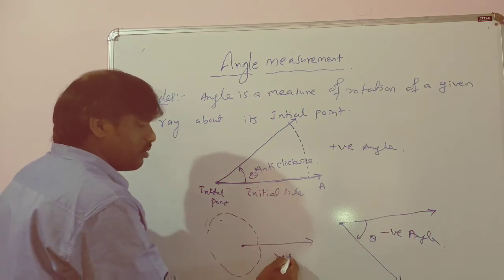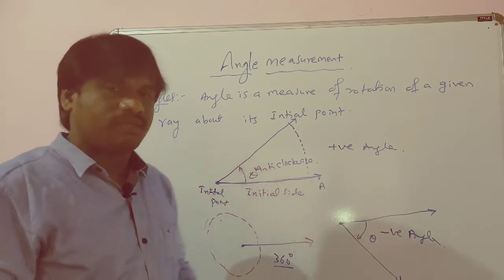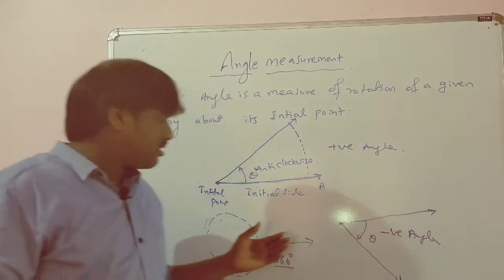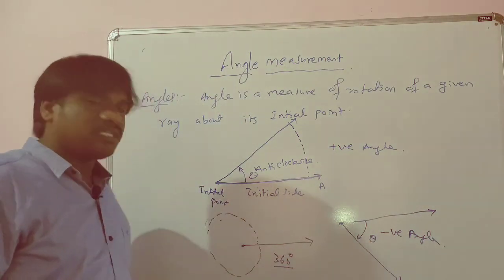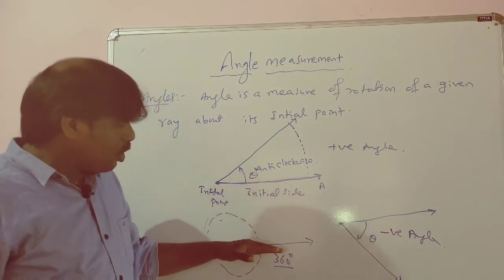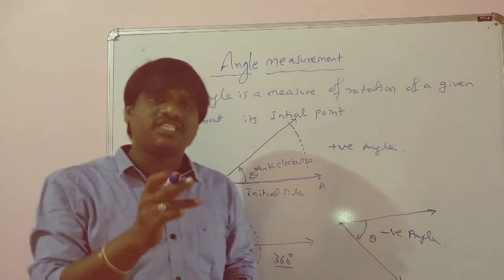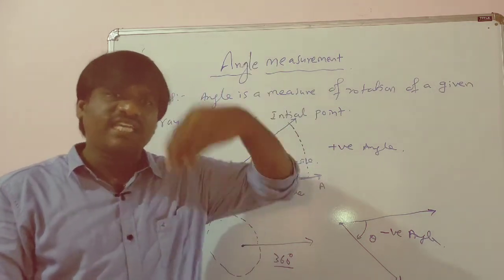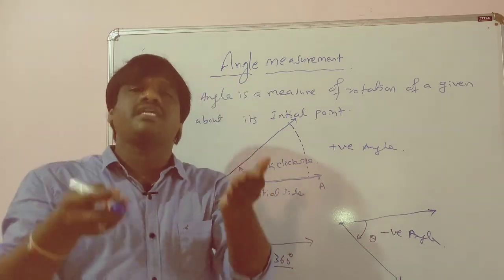Now I'll talk about degrees and all these measurements later. I am just telling you how this rotation happens. One rotation is 360 degrees. If it takes two rotations, then it is 720 degrees.